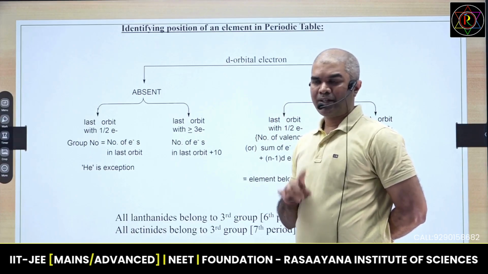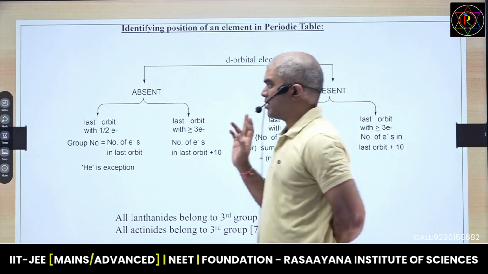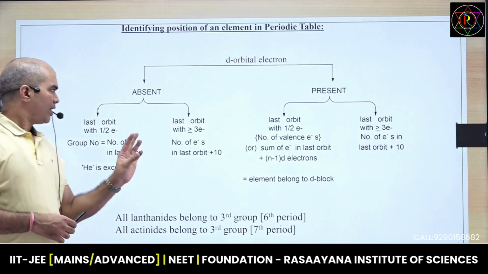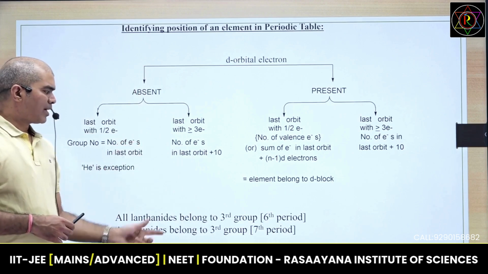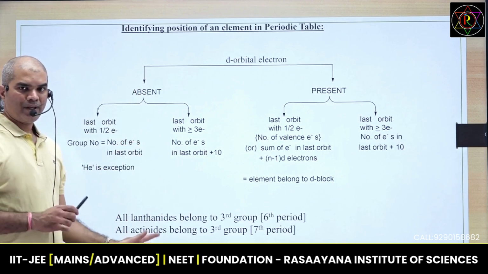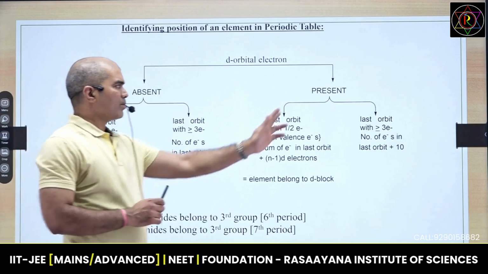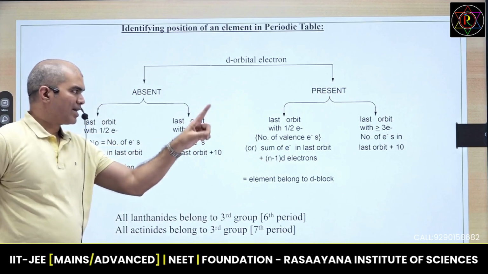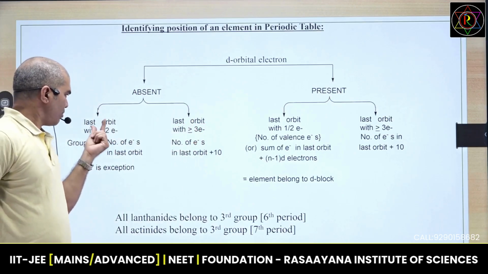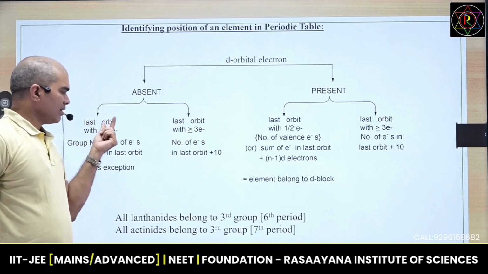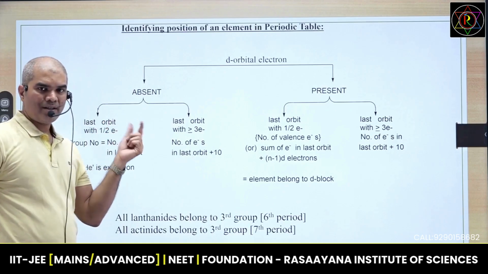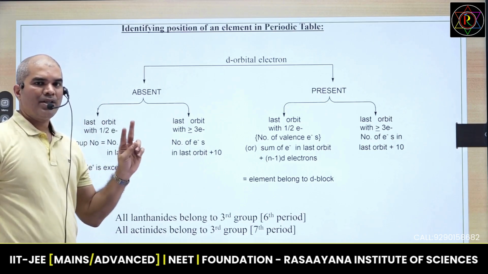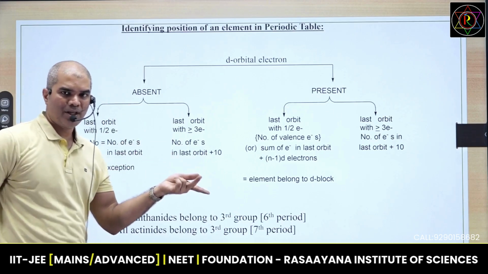You just check whether d orbital electron is present or absent. We have two cases. There could be an element where d orbital electron is absent, or d orbital electron could be present. Whether it is absent or present, the next thing that you check is how many electrons are present in the last orbit. Is the last orbit having either 1 or 2 electrons, or is the last orbit having greater than 2 electrons?